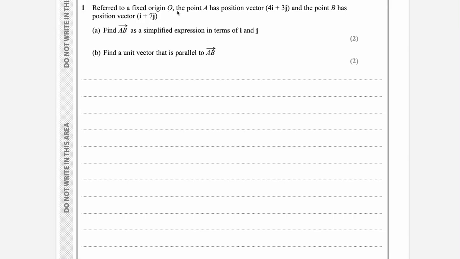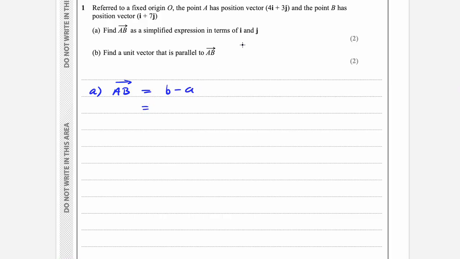Referred to a fixed origin O. The point A has position vector this and B has position vector that. Find AB as a simplified expression in terms of i and j. Okay guys, as vector questions go, I hope that is not bad. AB is B minus A, little b minus little a, where these are the position vectors.